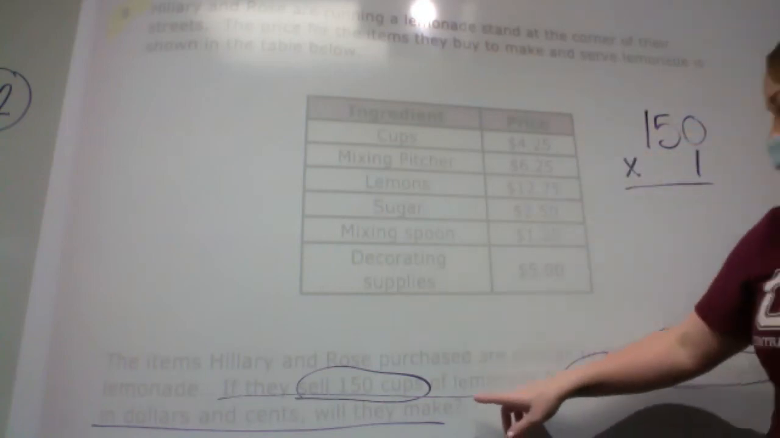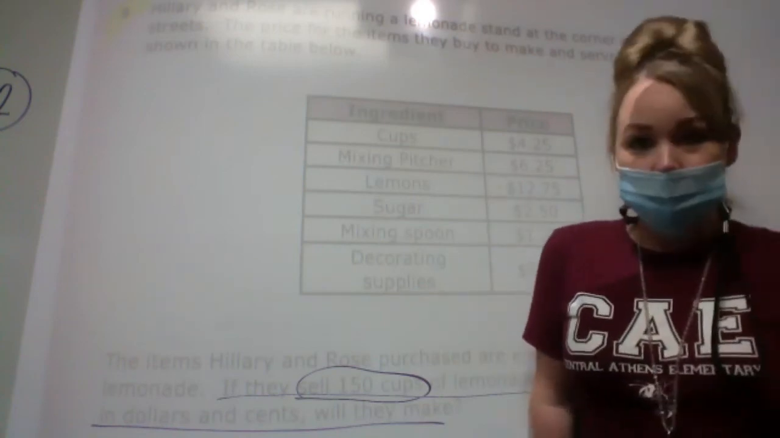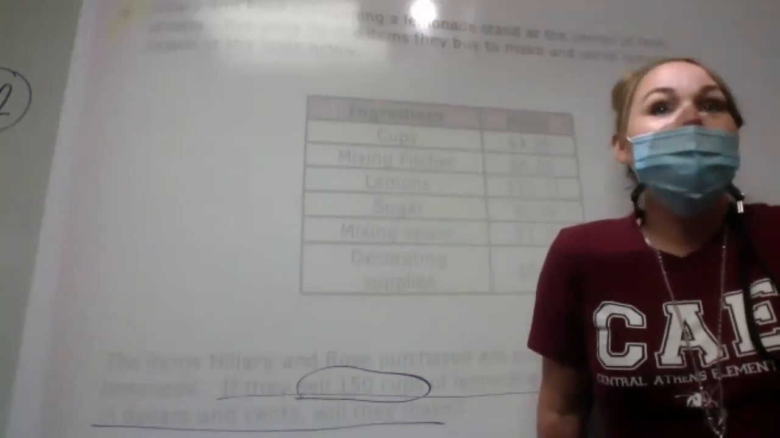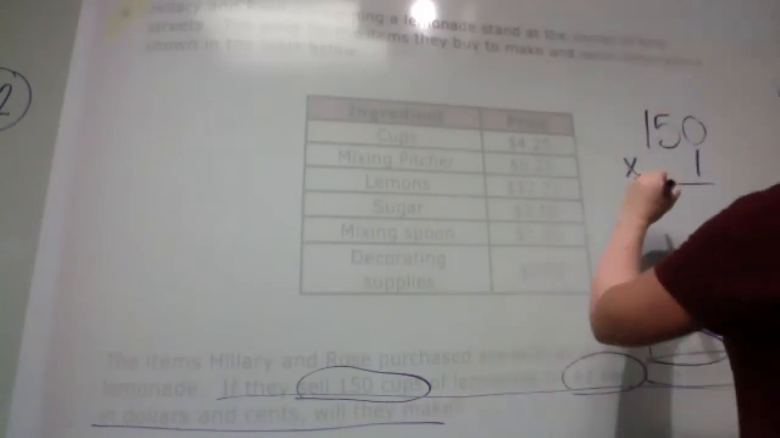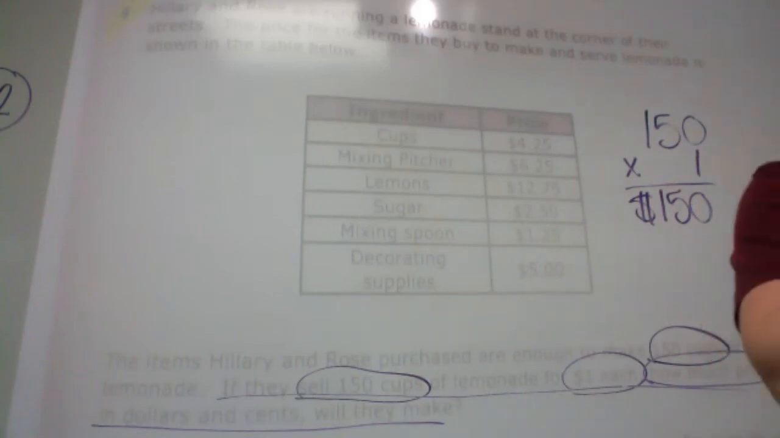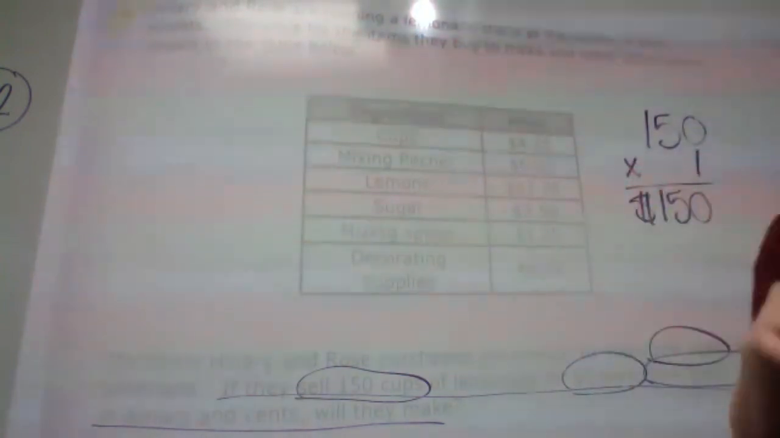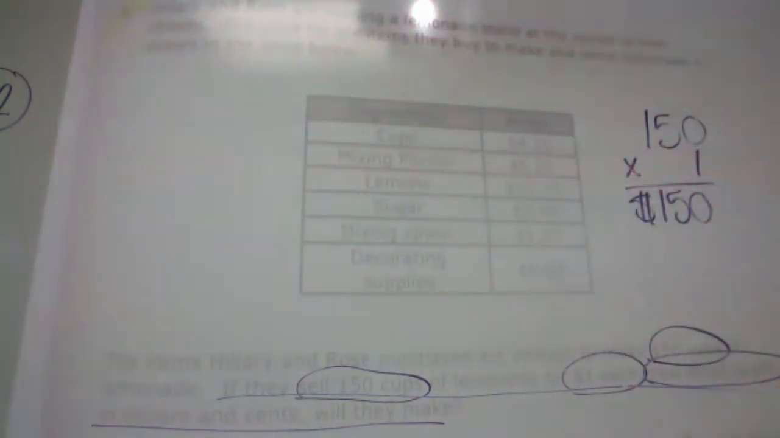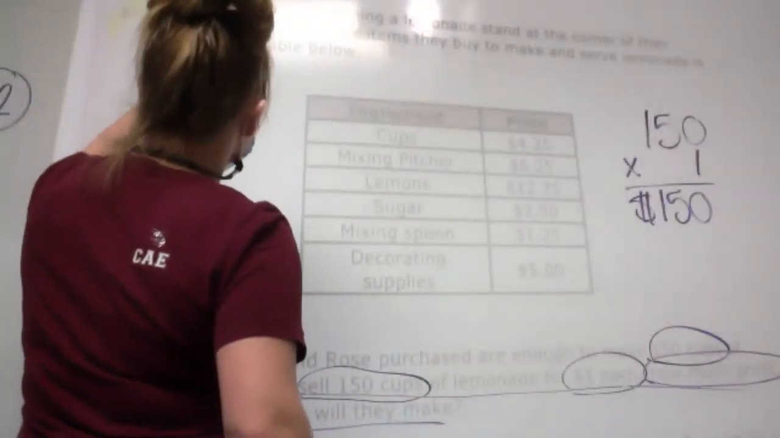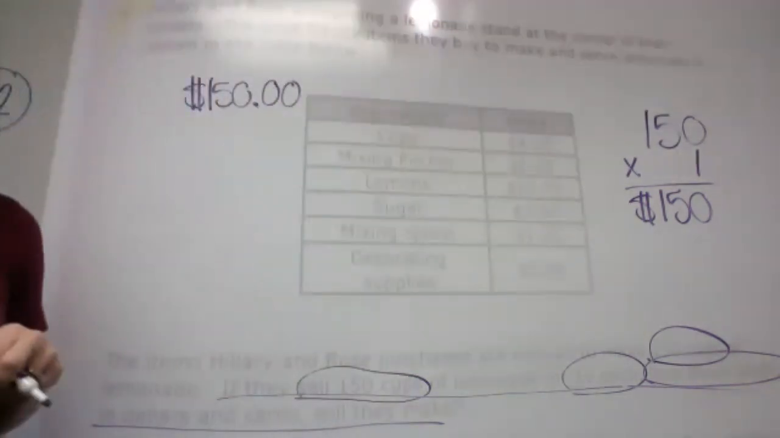That keyword each, that tells me I need to multiply. So I have 150 cups times $1. That's pretty simple, right? What does that equal? 150, okay? So their income would be $150, all right? So that was our first step, to figure out what is their income before I can do the rest, okay? So their income would be $150. I'm gonna come over here and write it. So $150. And I'm gonna go ahead and put a decimal with the 0 cents behind it.